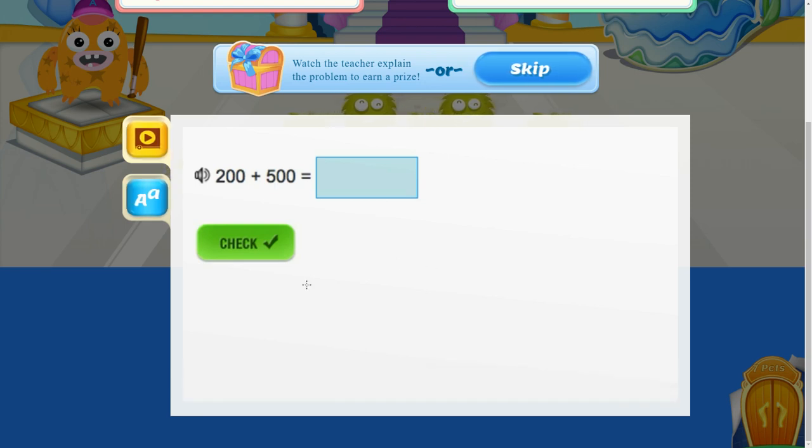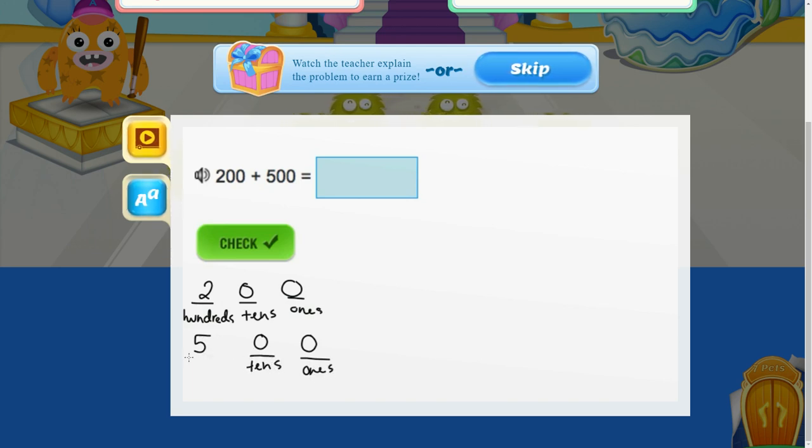What is 200 plus 500? Well, first of all, we want you to see that 200 has zero ones, zero tens, and two hundreds. We could say the same for 500, where we have zero ones, zero tens, and five hundreds.